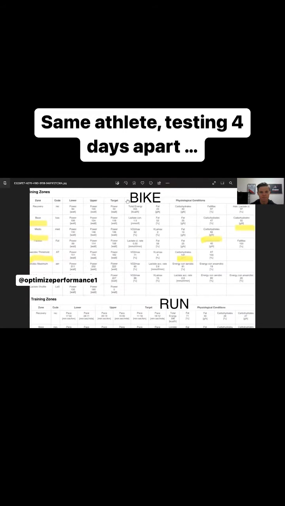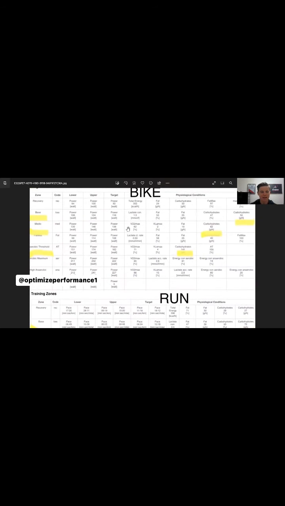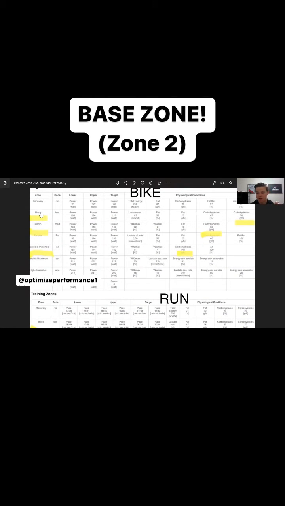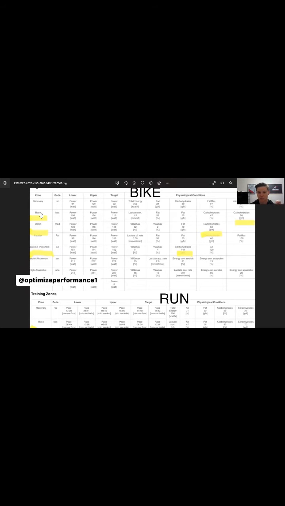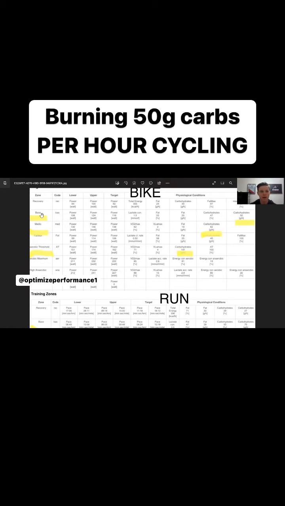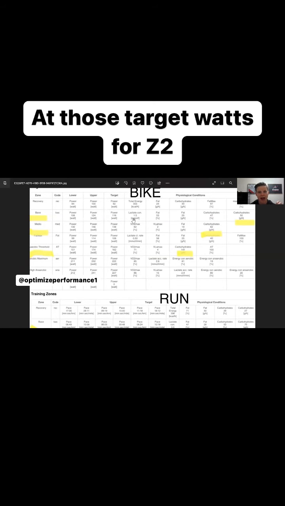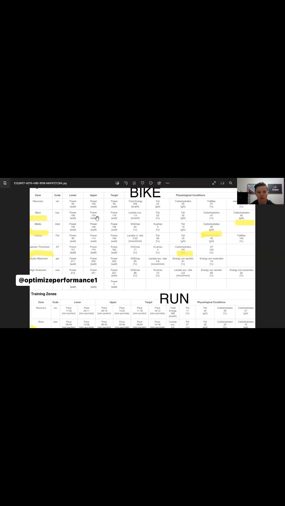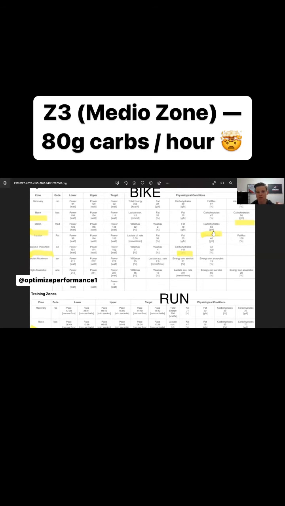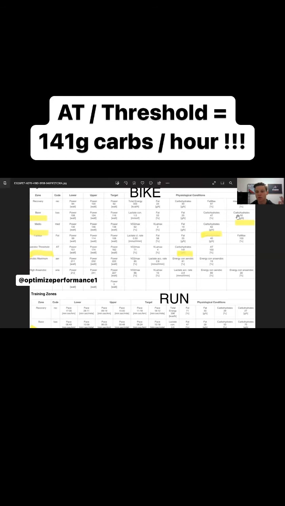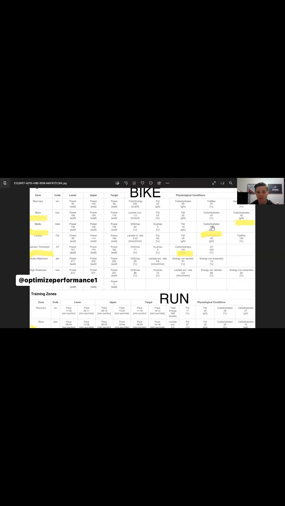cycling and running. Okay. Now, biggest thing here, here's our base zone for this cyclist. Same person, and this is their run and their cycling zone chart. Okay. We've edited a little bit, but this base zone, when we scroll over, they are burning 50 grams of carbohydrates an hour at these target watts. Okay. That zone 3, middle zone, we have about 82 grams of carbs. All right. Threshold 141.